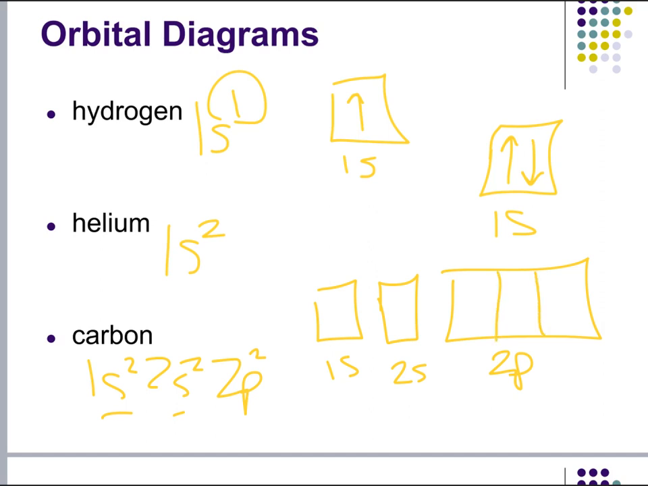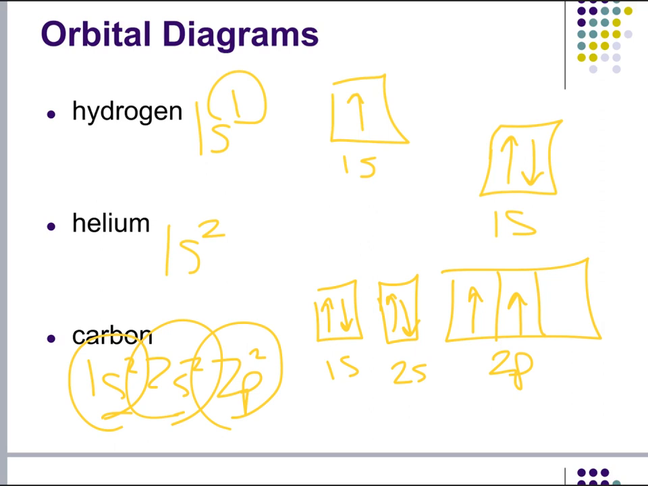When I place my arrows, I'm going to fill them one section at a time. So first, doing 1s, I would put in 2 arrows, and since it's a set, they're going to go in opposite directions. I'm going to do the same thing for 2s, a set of oppositely faced arrows. When I put in the 2 electrons for p, I want to follow Hund's rule. I'm going to spread them out. When they're in separate orbitals, they also go the same direction. That's paramagnetism. So this would be the correct orbital diagram for carbon.